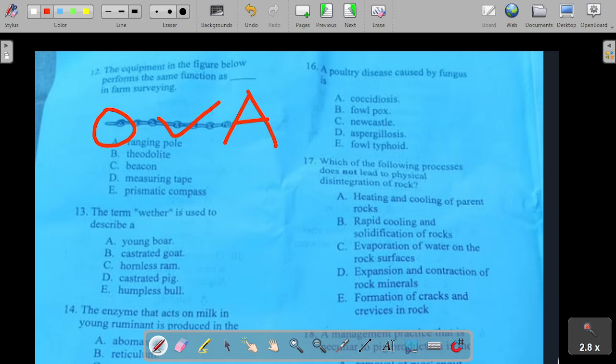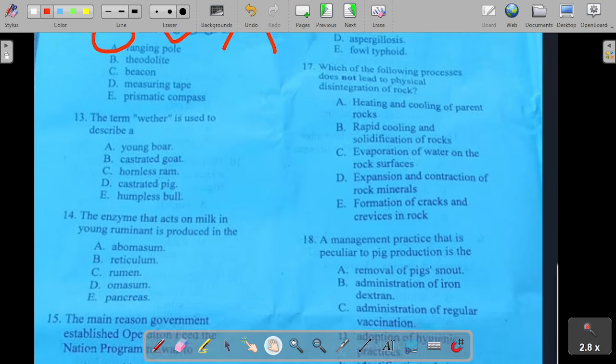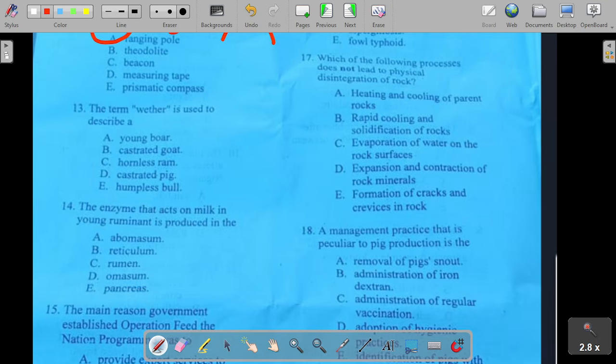Number 13, the term wether is used to describe young boar, castrated goat, hornless ram. Yes, hornless ram. 13 is C. 14, the enzyme that acts on milk in young ruminants is produced in the... 14 is A, abomasum. 14 is A.